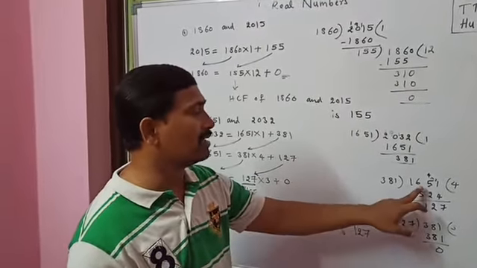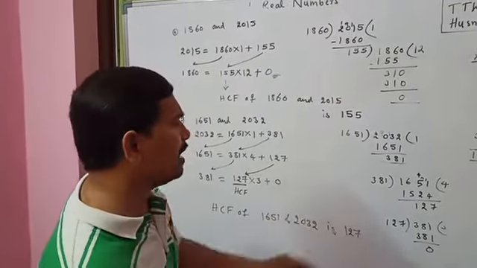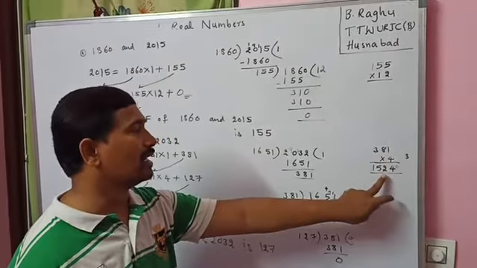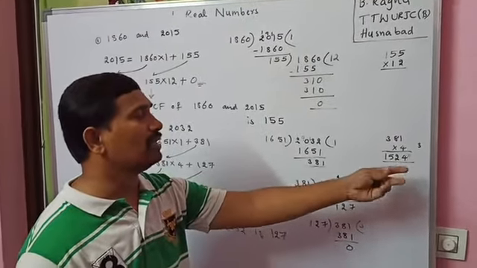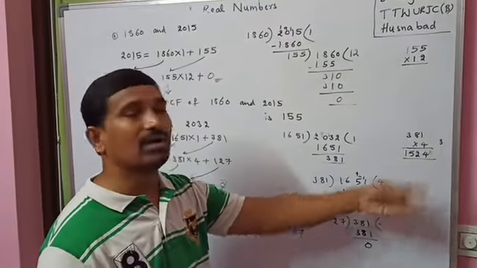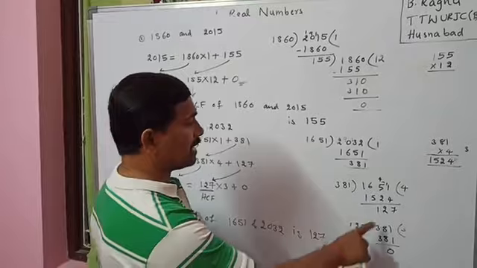is 1500. 1500 is near to 1600. Calculate like that, don't fear. Or multiply with 3 or 4. Multiply 381 with 4, you are getting 1524. Verify, this is near to 1600. Or otherwise you can go for 381 into 5. Check it out.